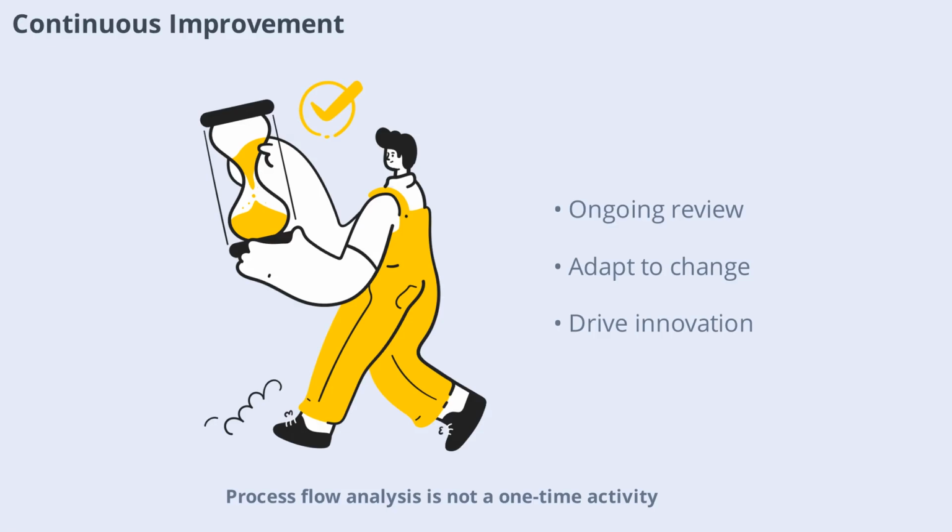Process flow analysis is not a one-time activity. It's an ongoing process that supports continuous improvement. By regularly reviewing and updating process maps, organizations can adapt to changing conditions, incorporate feedback, and drive innovation. This commitment to improvement keeps operations efficient, competitive, and responsive to customer needs.